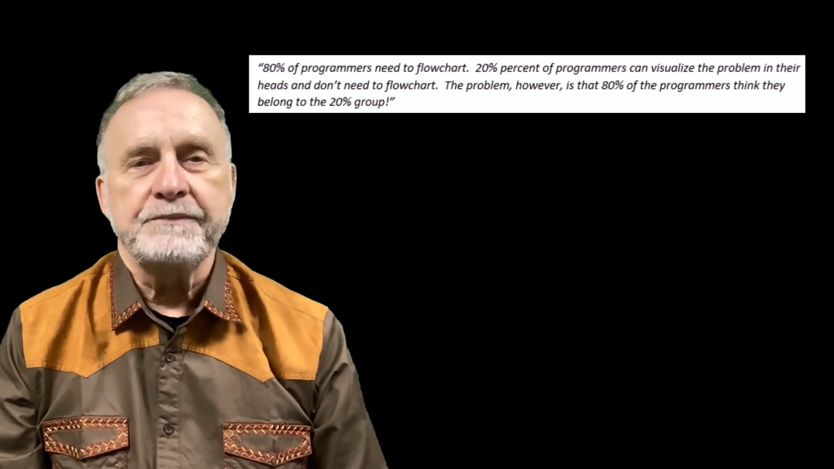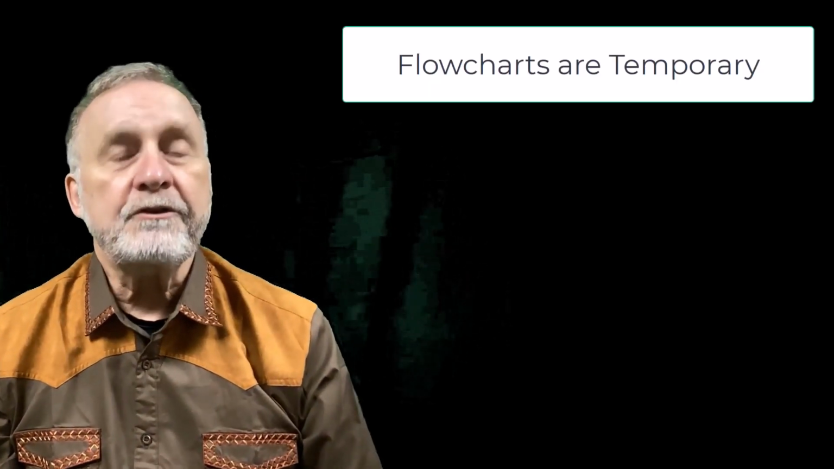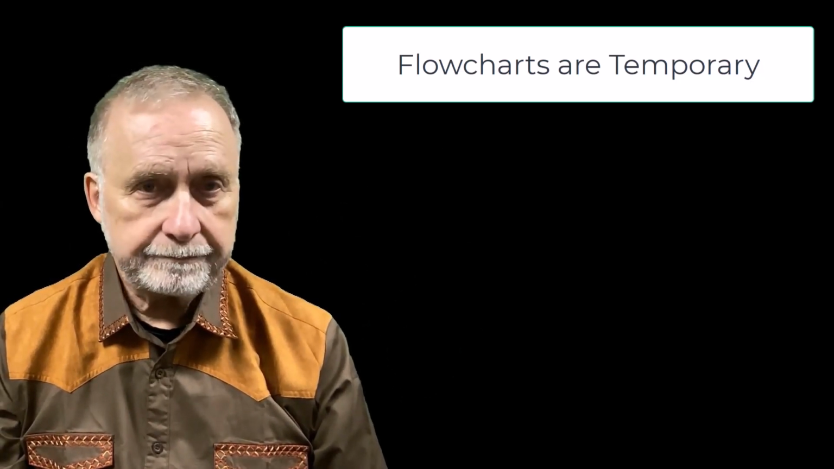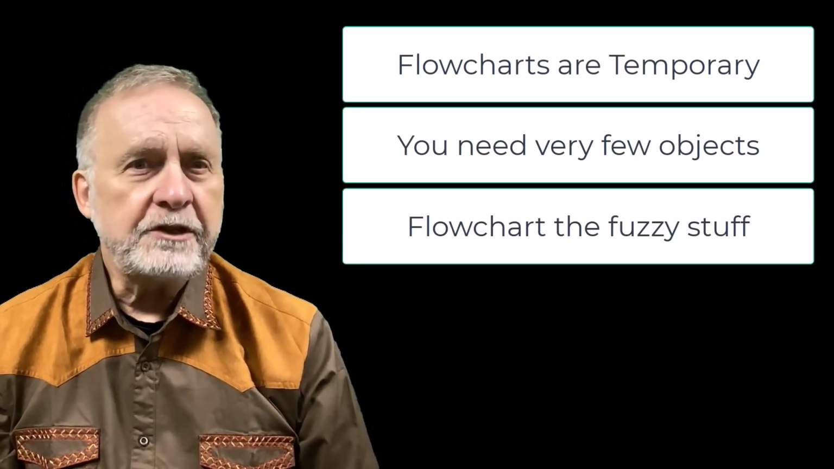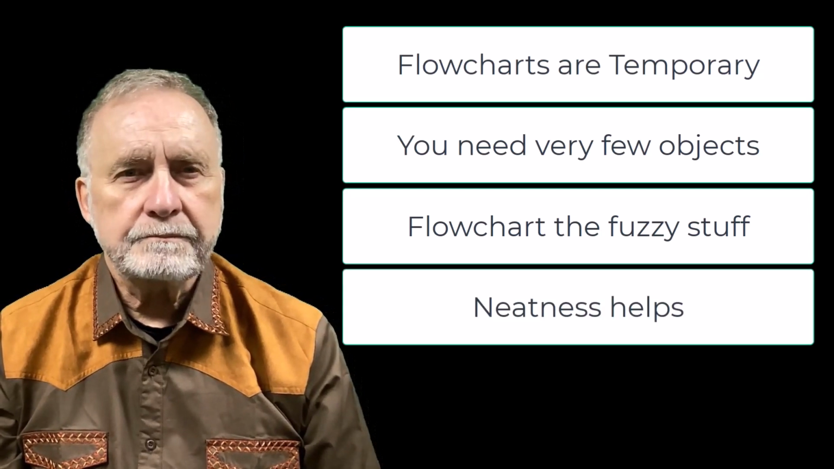That being said, however, I will state that you don't have to flowchart the entire program. Certain things can be visualized without the help of a flowchart. But when it starts getting fuzzy, pick up that template and a pencil, or start up a flowcharting program and create a picture of the fuzzy stuff. Then take the fuzzy out. What you need to take out of this video is flowcharts are temporary. We don't keep them. You only need a few objects to flowchart a problem. You just need to flowchart the fuzzy spots. And neatness helps.